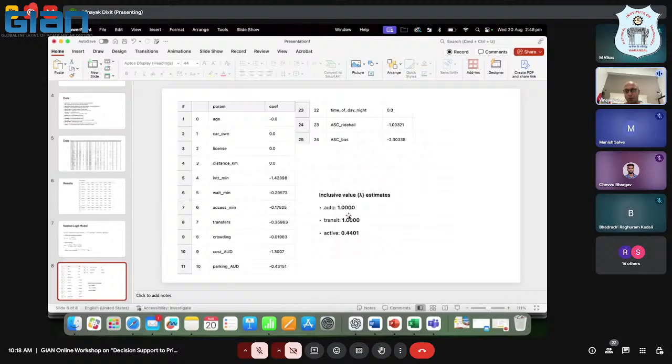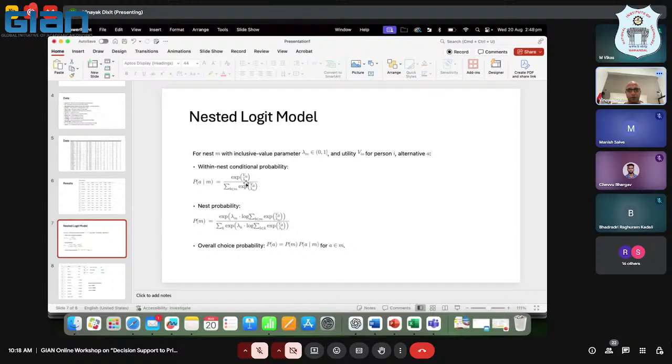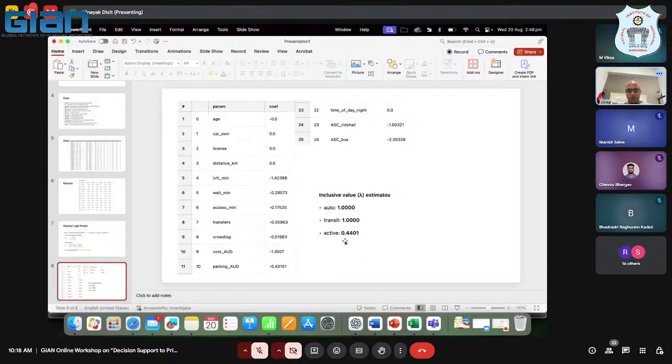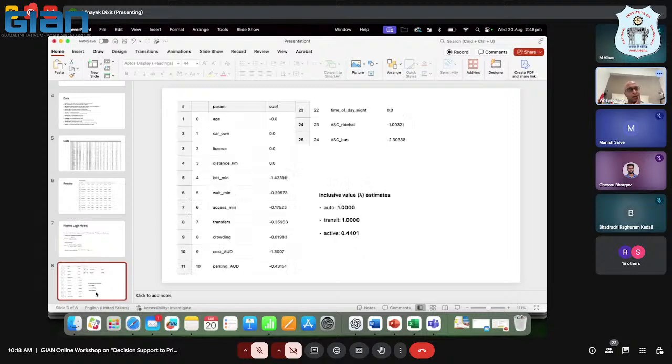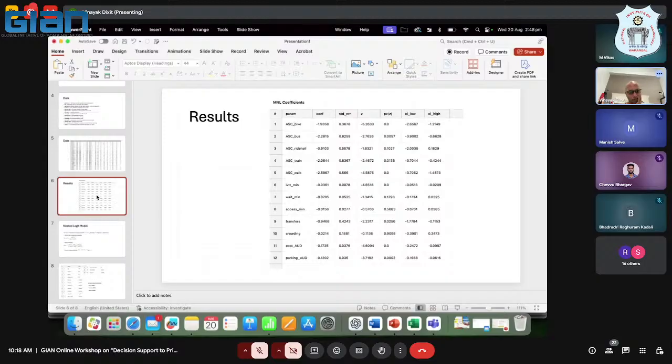And these lambdas are what we talked about, right? The lambdas associated with, so these are the lambdas. For car, it's 1. For active transport, it is 0.44. Are you getting a little bit of a sense? It's actually a 3-hour lecture, but I just wanted to show you that when you run the model using MNL, you end up with different results.